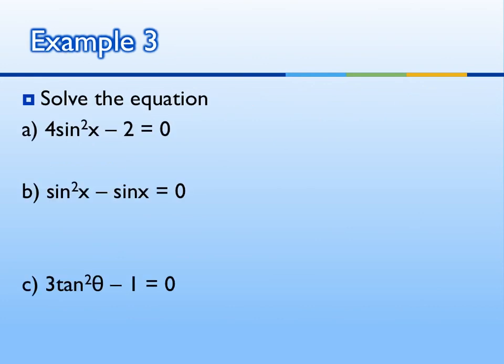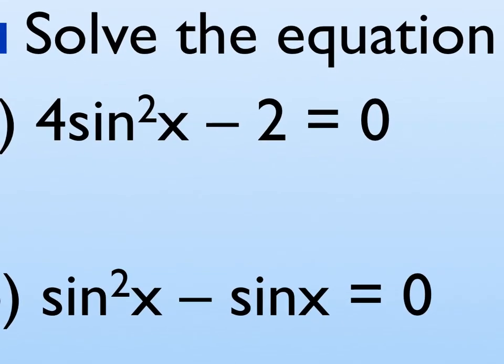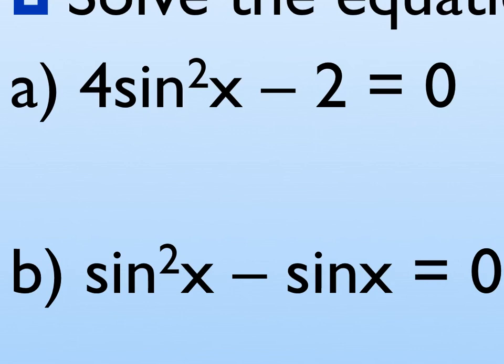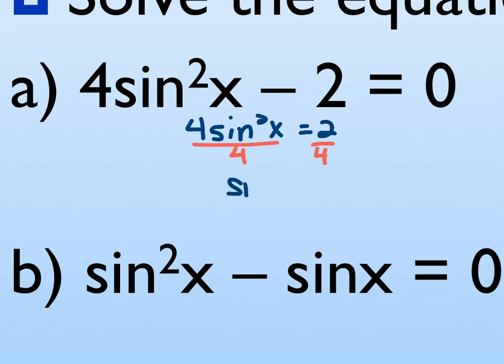Example 3. There are 3 different examples underneath this, but they all say solve the equation. So I start with this. A is 4 sine squared x minus 2. If I wanted to solve for sine squared x, I'm going to first add the 2. So I get 4 sine squared x equals 2. Divide both sides by 4. I get sine squared x equals 1/2.